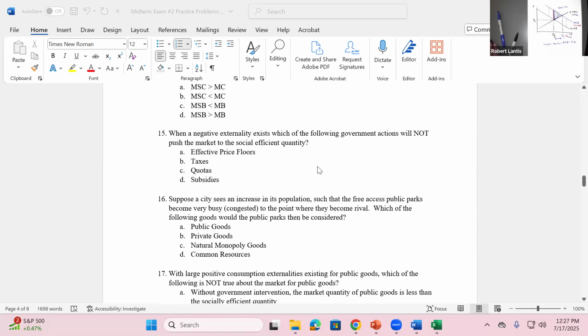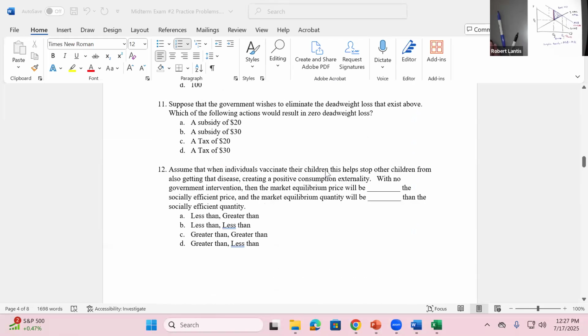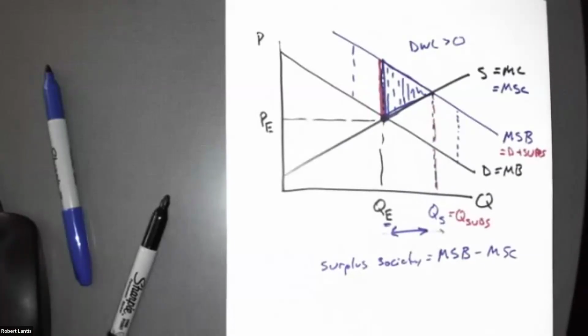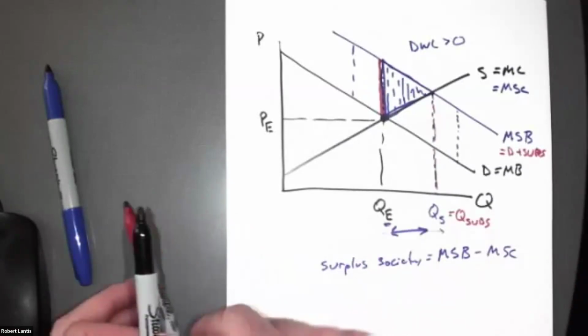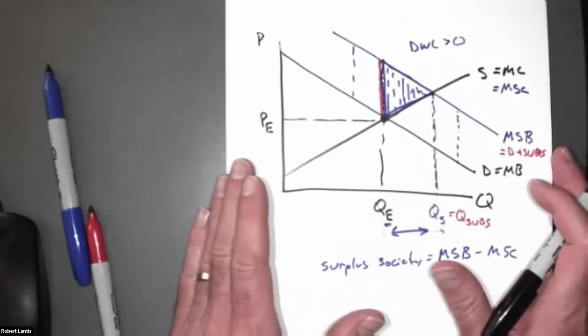Trying to think of anything else from this chapter that we might want to talk about. So let's say instead I had that positive consumption externality that we were just talking about. Another thing I could ask you to do is compare the market equilibrium price to the society's desired price. So when you're doing that, you should always model, right?